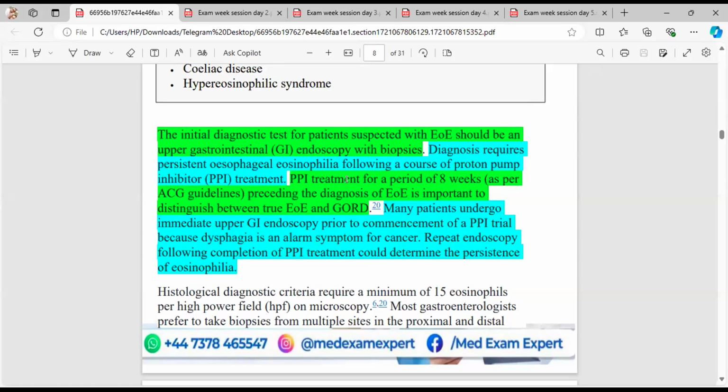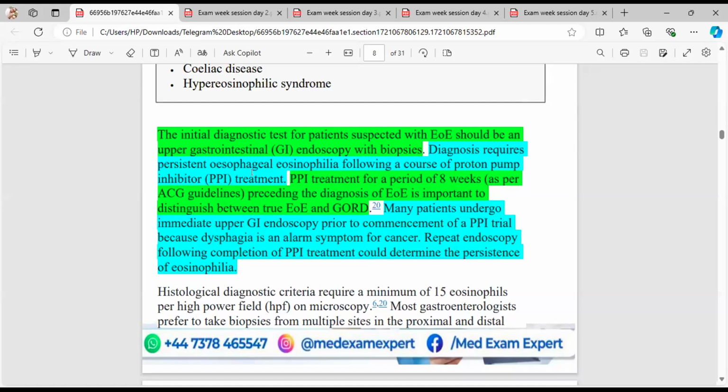But if in the question they ask what is your next step, the PPI trial is important in the case of eosinophilic esophagitis. Why is it important? If nothing is mentioned related to biopsy, like biopsy is not done and endoscopy is not done, and the patient just comes with food impaction and a drinking water history, then your first step will be the PPI trial. But if you have already done the endoscopy and the biopsy comes back with eosinophils more than 15, the patient is diagnosed with EOE, then your treatment option will be budesonide.